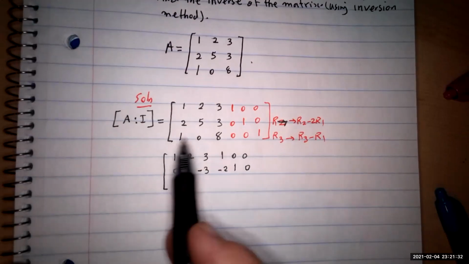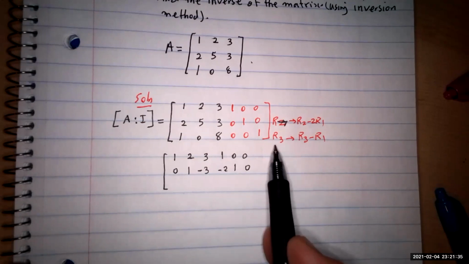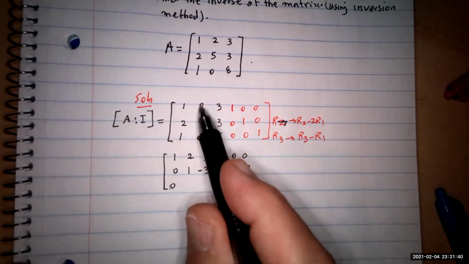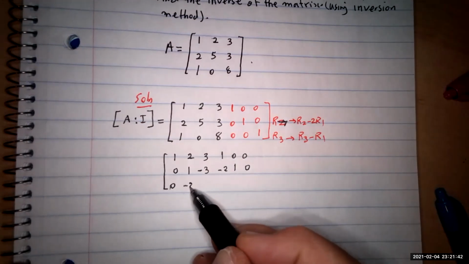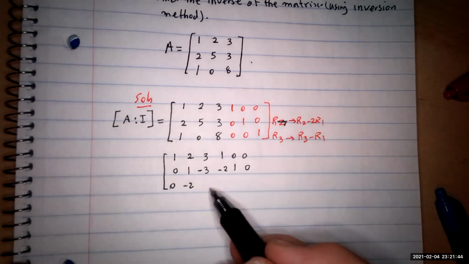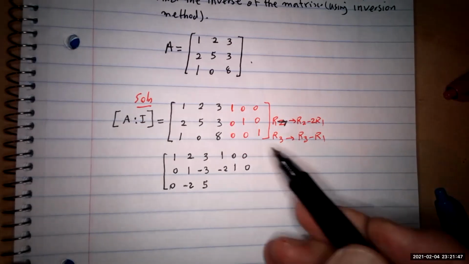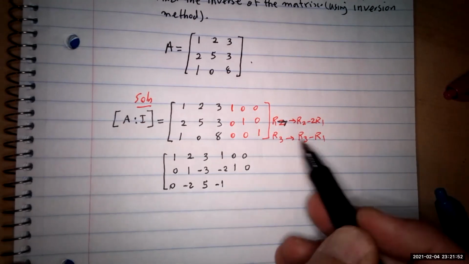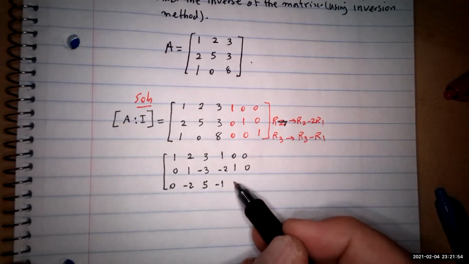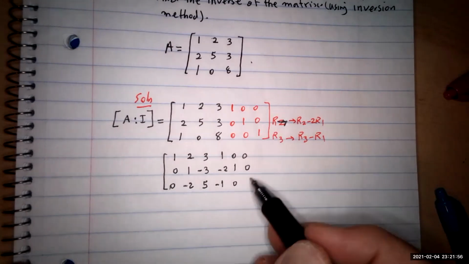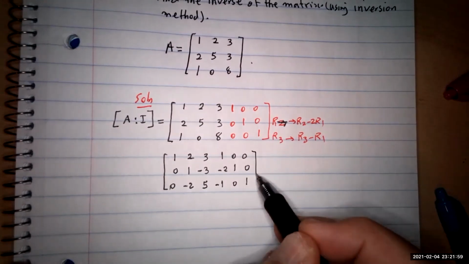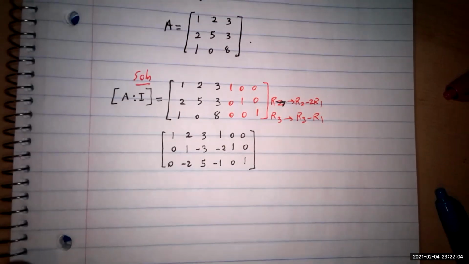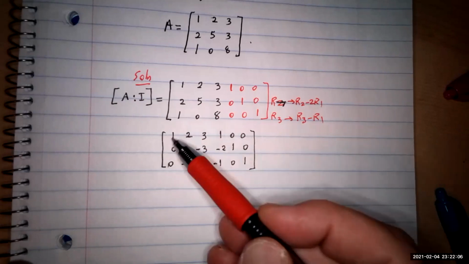So you do it to the full matrix. R3 minus R1, you subtract 0. R3 minus R1, that's a negative 2. R3 minus R1, that gives you a 5. R3 minus R1, that gives you a negative 1. And R3 minus R1, which is 0. And R3 minus R1, that gives you 1. So that gives you the matrix. Okay, we are done with the first row. We got the 1 here.